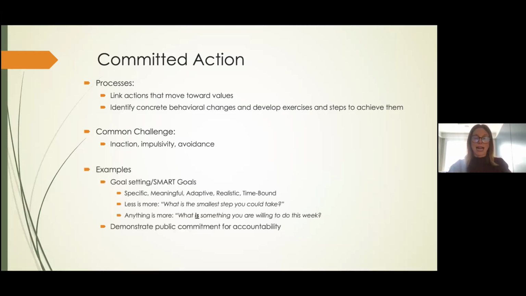The process for committed action is probably something we're all really familiar with: SMART goals. A lot of the different ACT examples really are around that process of SMART goals that we've all come to learn and find really valuable. No matter what activity you find for someone, it probably includes some explanation of SMART goals. The acronym can change a little bit with ACT depending on what book you have, but it's some version of specific, meaningful, measurable is sometimes one that we use, adaptive, realistic, and time-bound.